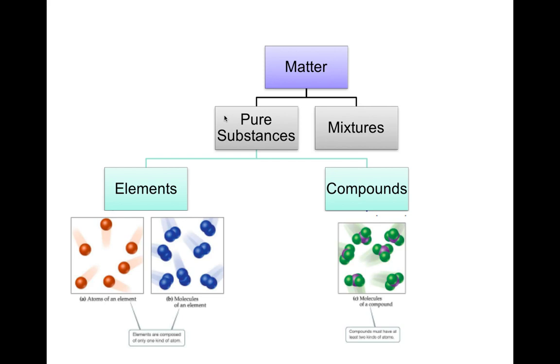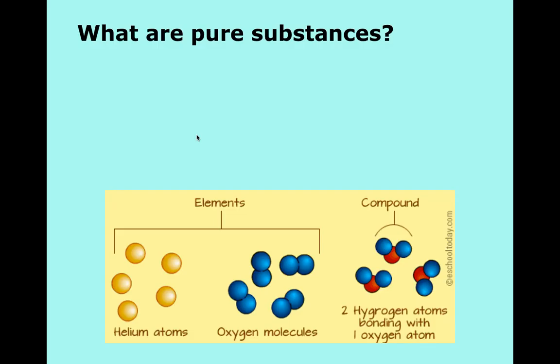If I look at these little particle diagrams of elements over here on the left, I've got these red spheres that represent a type of element, and I have blue spheres, and I can see that they're all the same color. That makes sense. I can see how that's pure. But if I look at a compound, I'm noticing that I've got green and purple together. So how is it pure if it's got two different colored spheres going on? So that's what we're going to find out about.